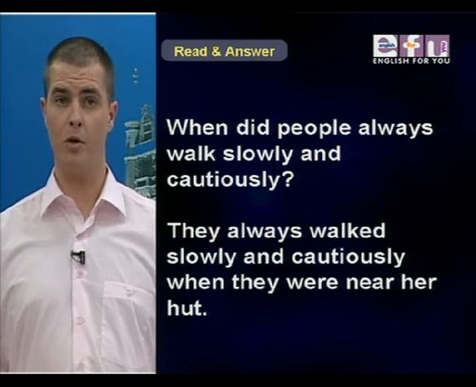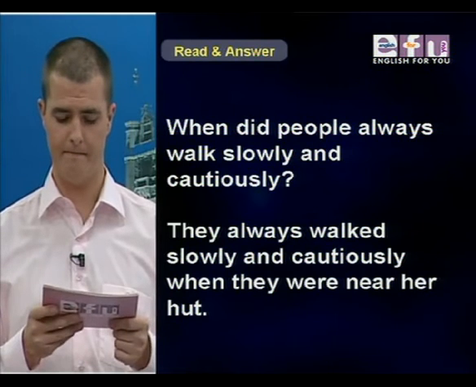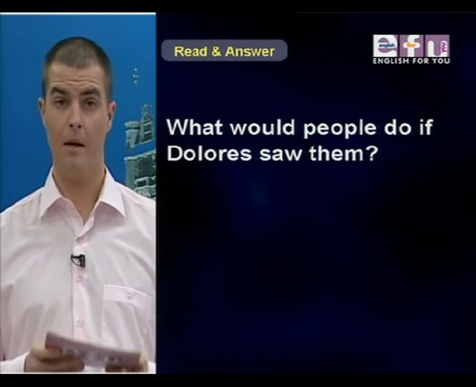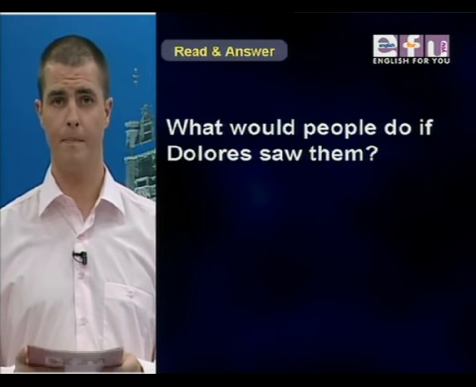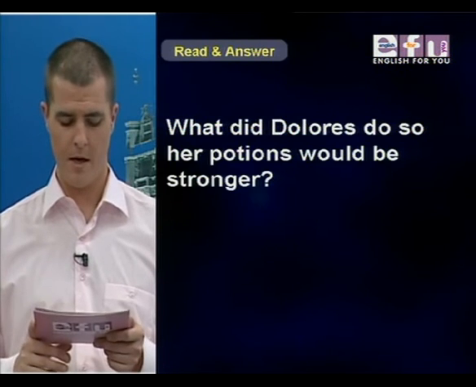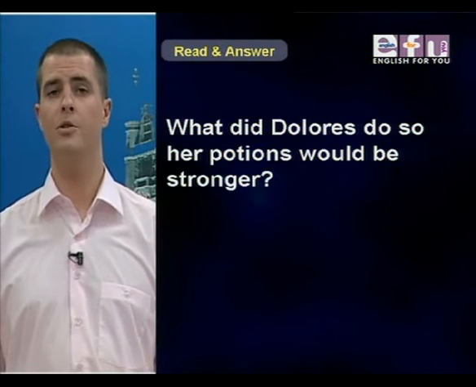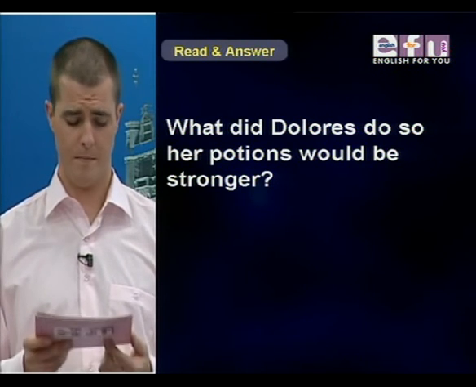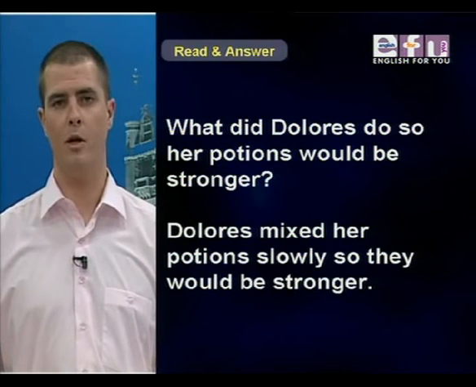They always walked slowly and cautiously when they were near her hut. Number 5. What would people do if Dolores saw them? They would run and hide. Number 6. What did Dolores do so her potions would be stronger? Dolores mixed her potions slowly so they would be stronger.